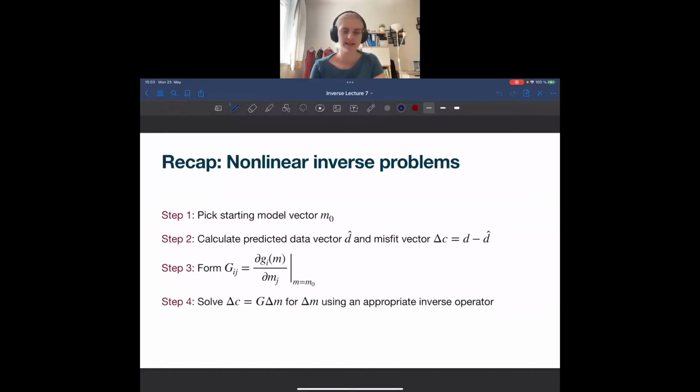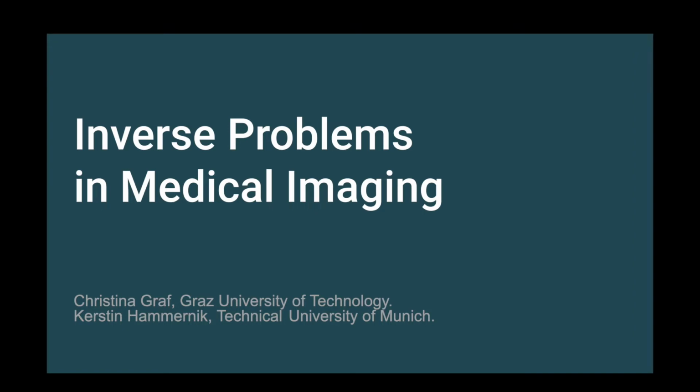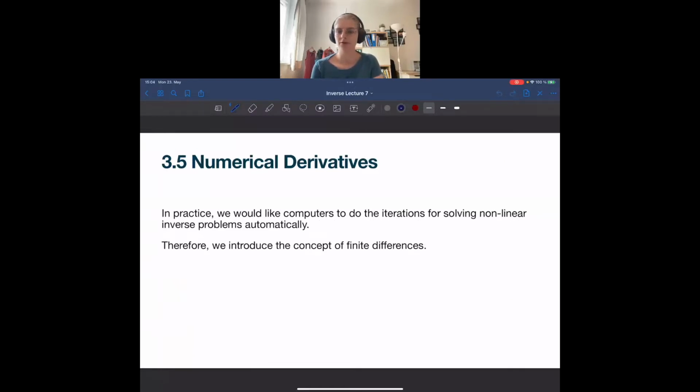Number four is then easy again. You should solve this very easy linear inverse problem, and you know how to solve linear inverse problems already using an appropriate inverse operator. Here you should apply all the knowledge you have already and decide on which operator fits best. Number five, now you should form the new model parameter vector M1. And then you continue with step two, and so on and so on. So this is a recap, but as I pointed out already, step three is the step we're going to focus on today. This leaves us the following chapter heading for today, numerical derivatives.